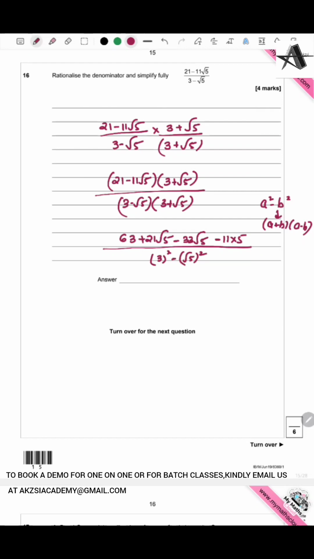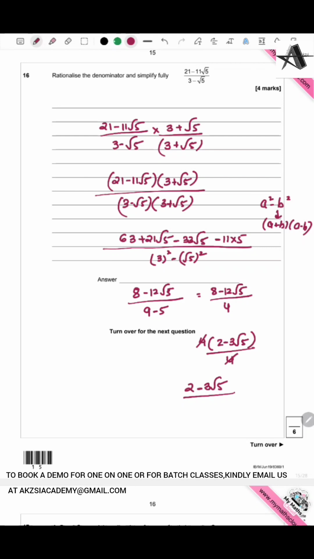So 63 minus 55 will give you 8, and 21 minus 33 will be minus 12 root 5. This is 9 minus 5, which is 4. So 8 minus 12 root 5 over 4. Taking 4 out as common, it's 2 minus 3 root 5 over 4. So cancelling it out, the final answer will be 2 minus 3 root 5. So what is our answer? It's 2 minus 3 root 5.